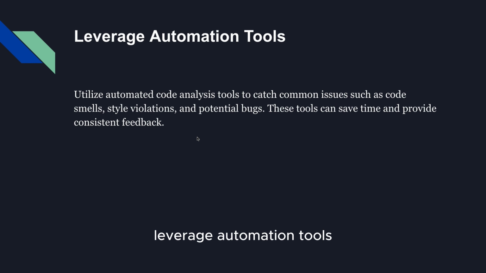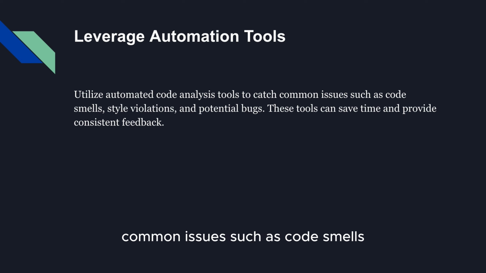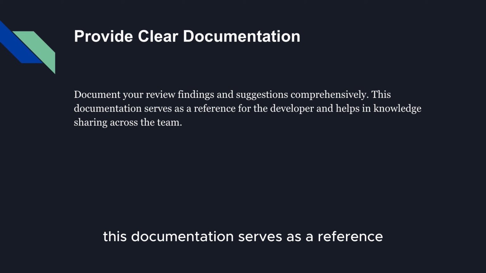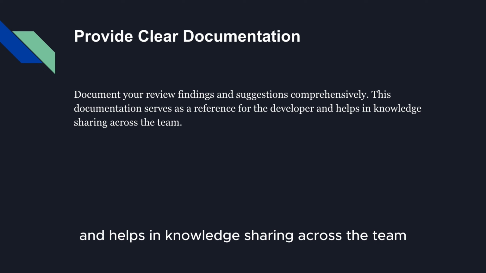Leverage automation tools. Utilize automated code analysis tools to catch common issues such as code smells, style violations, and potential bugs. These tools can save time and provide consistent feedback. Provide clear documentation. Document your review findings and suggestions comprehensively. This documentation serves as a reference for the developer and helps in knowledge sharing across the team.